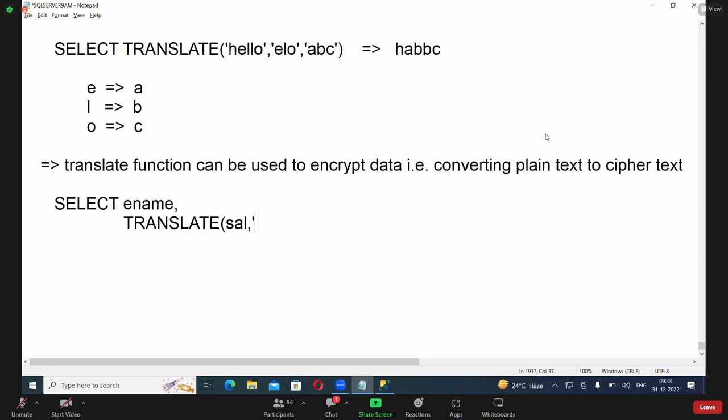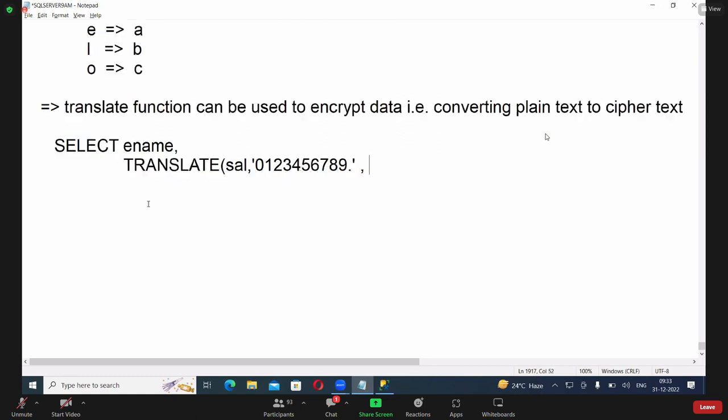Salary contains digits. The digits range from 0 to 9: 0, 1, 2, 3, 4, 5, 6, 7, 8, 9. And salary also contains a dot, the decimal. This is what salary contains.